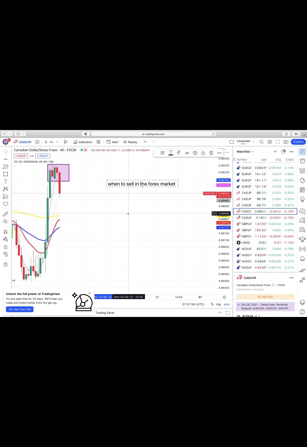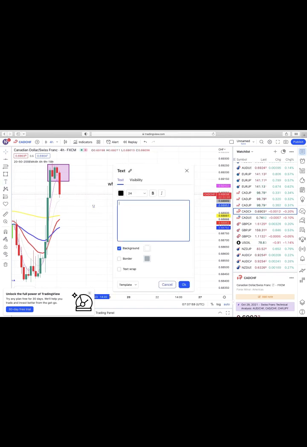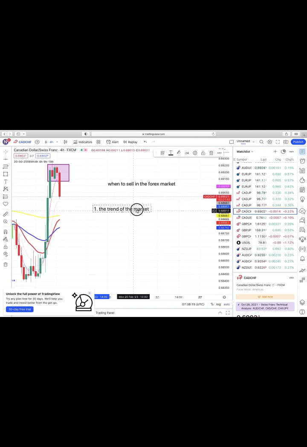The first thing you need to look at is the trend of the market. First, check the trend of the market. Is it a downward trend or an upward trend? That's what you need to check first in the market.